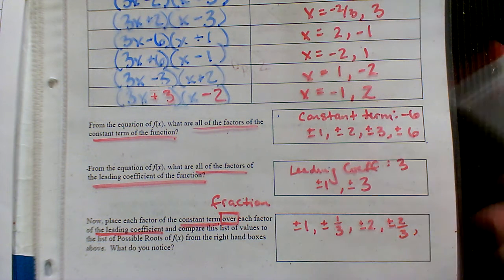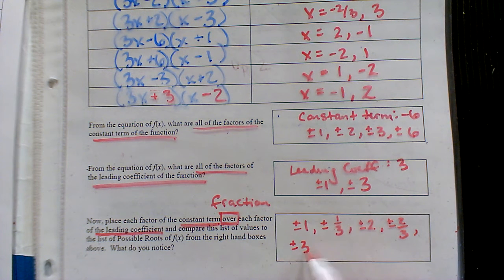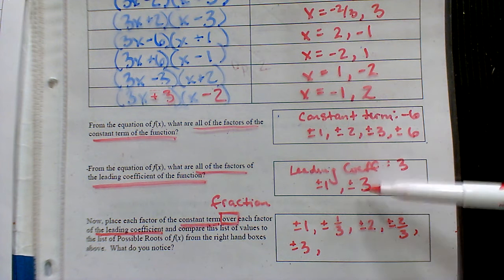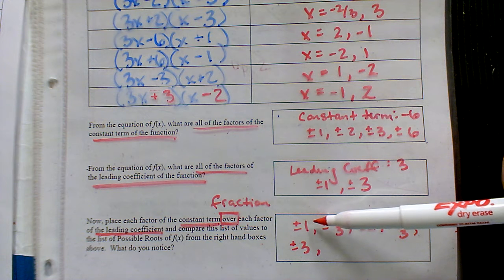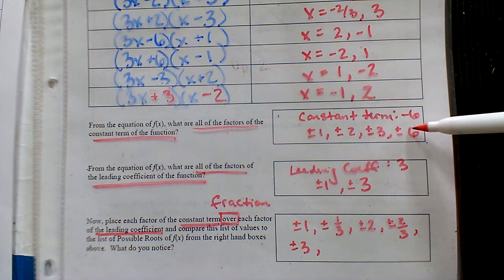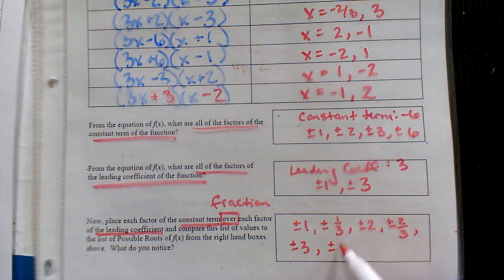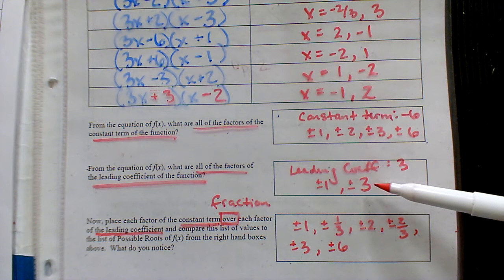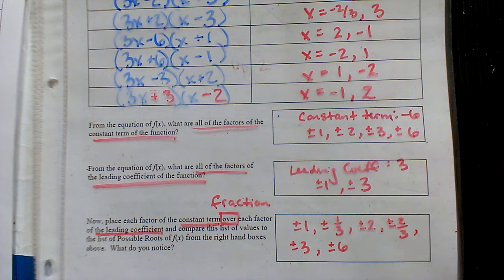Next, we could do 3 divided by 1, which would be 3. Another one could be 3 divided by 3, which is 1, but notice how we already listed that, right? So we're not going to list it again. We can continue to move on. We need a 6 divided by 1, which would be 6. And then a last possibility would be 6 divided by 3, which is 2, but we already listed that.